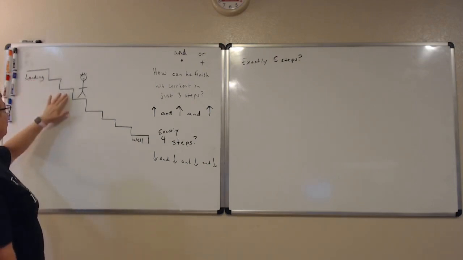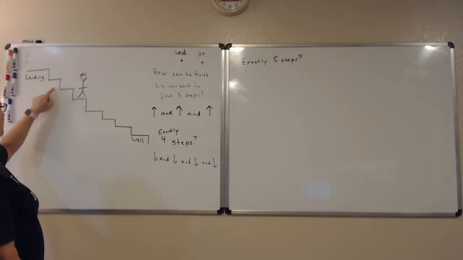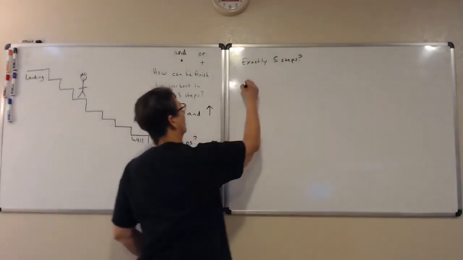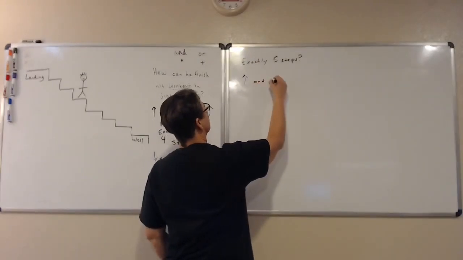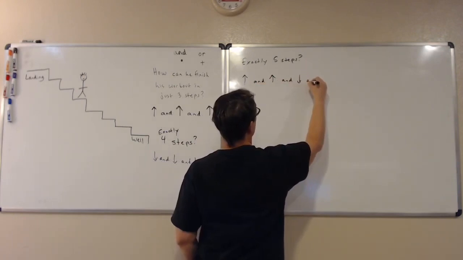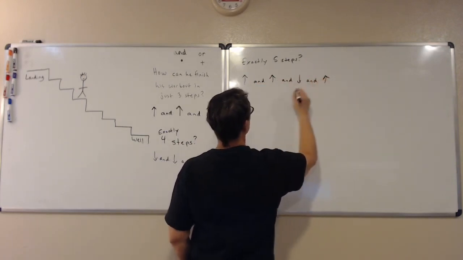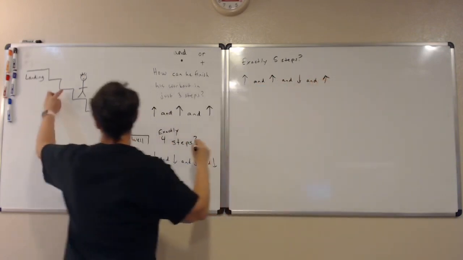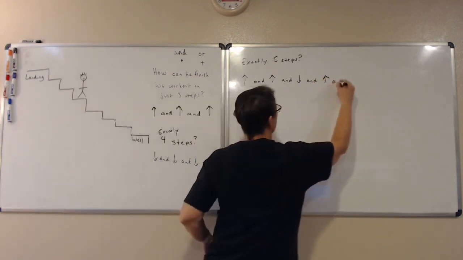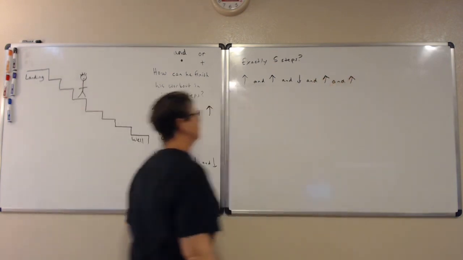So how did he do that? Well, he went up, up, down, up, up. So up and down and up, 2, 3, 4, 5. Oh yeah, that works. And up. Is there another way to do it?